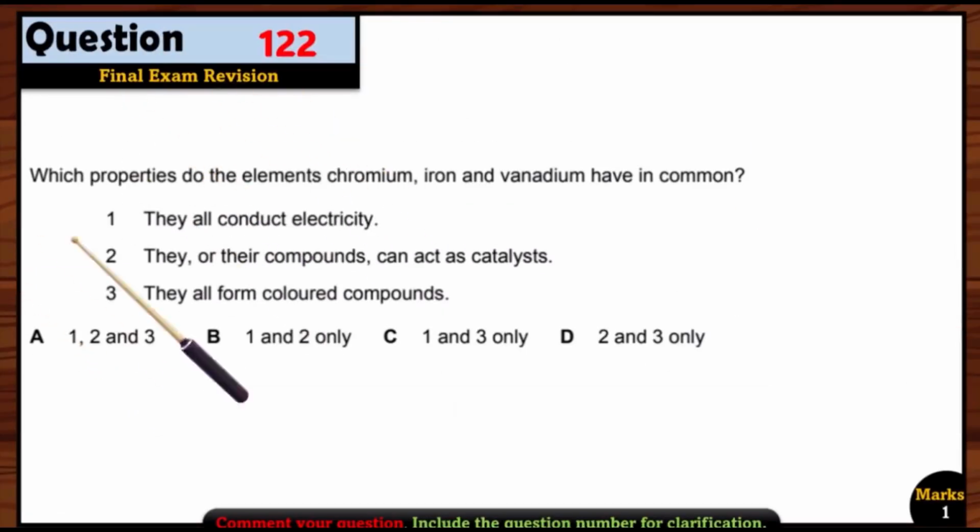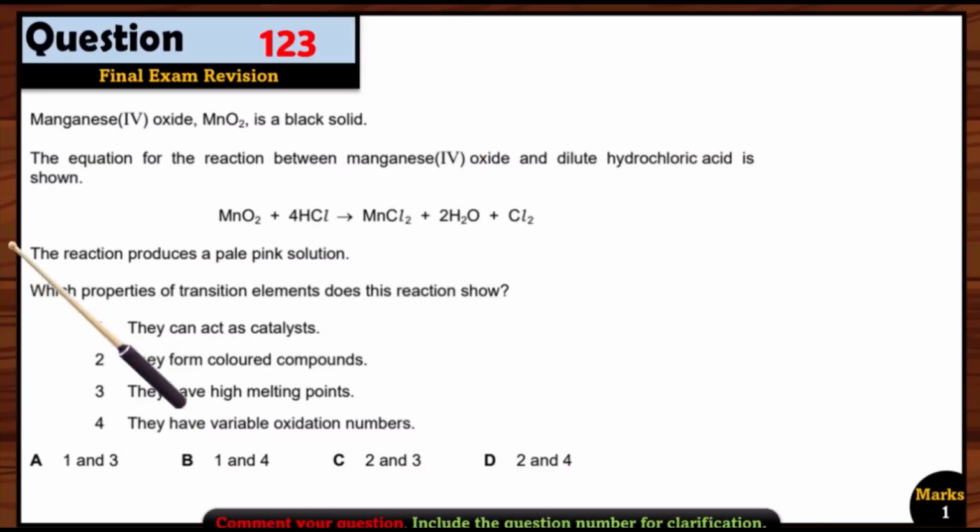Question 122. Which properties do the elements chromium, iron, and vanadium have in common? So they all are transition metals. So we have to check one by one. They all conduct electricity. They or their compounds can act as catalysts. So both these statements are right. They all form colored compounds. Yes, this statement is also right. So all the 3 options are right. That is option A.